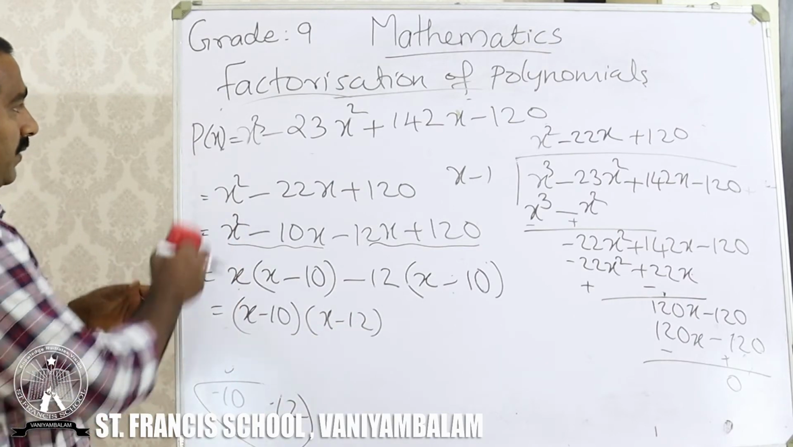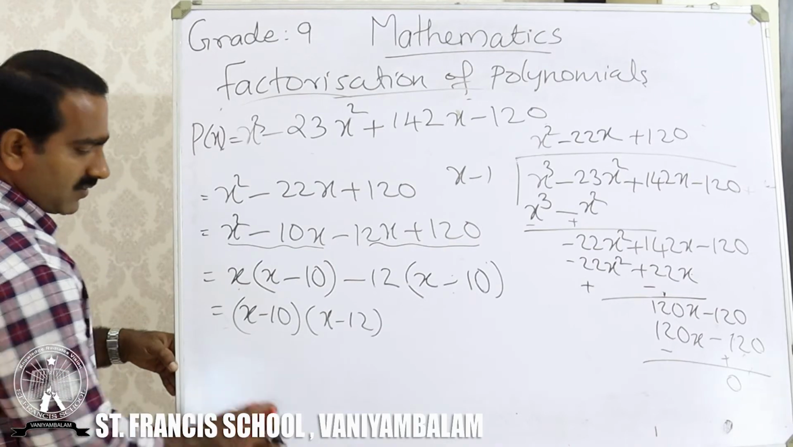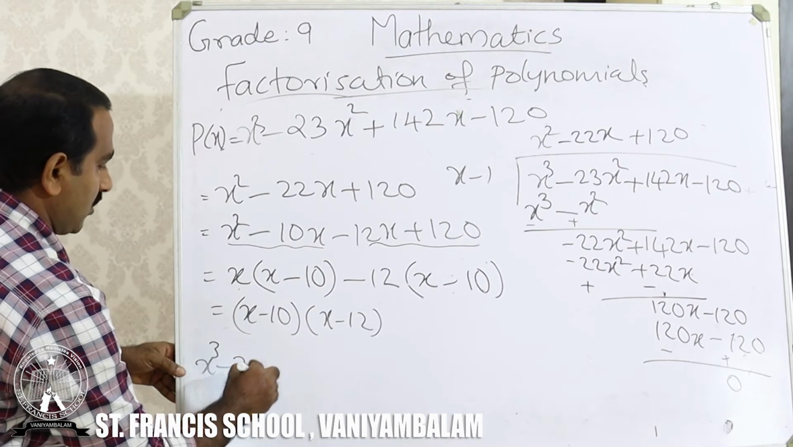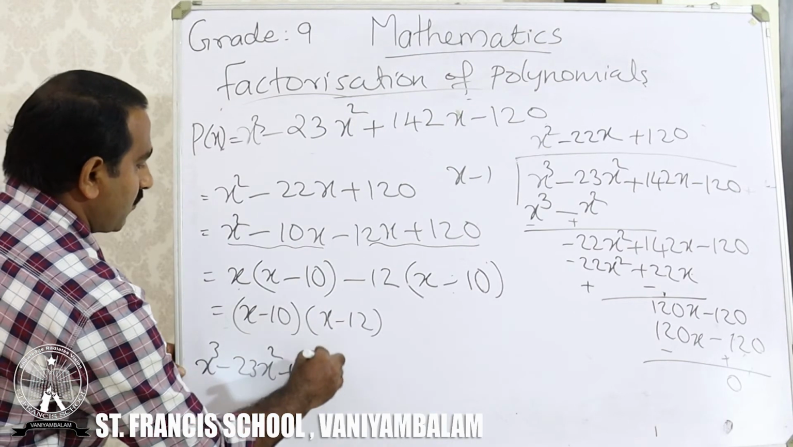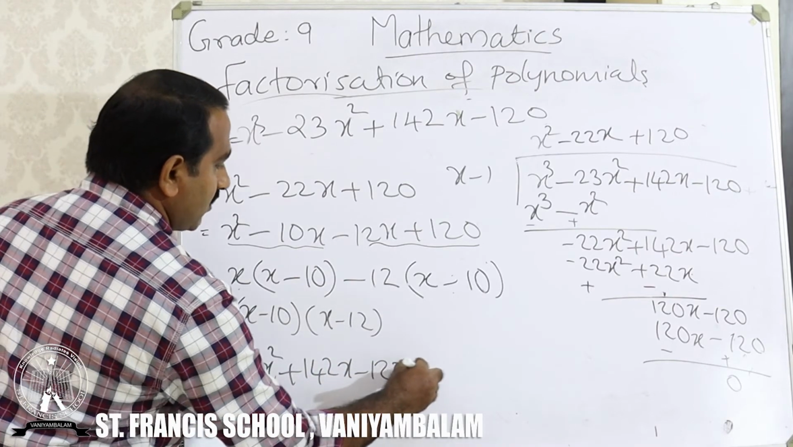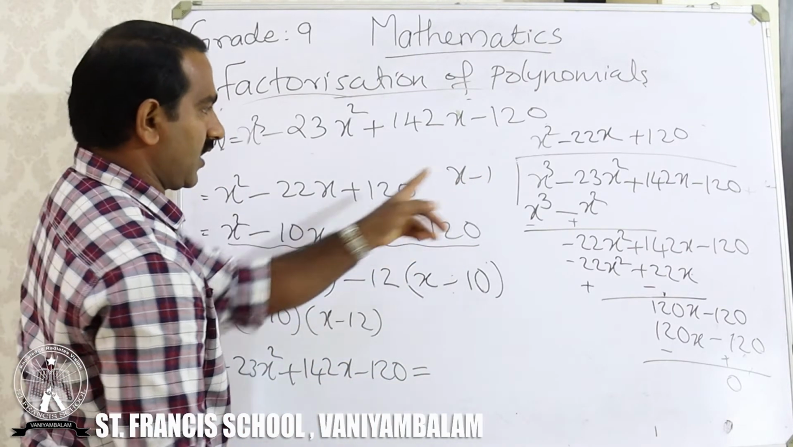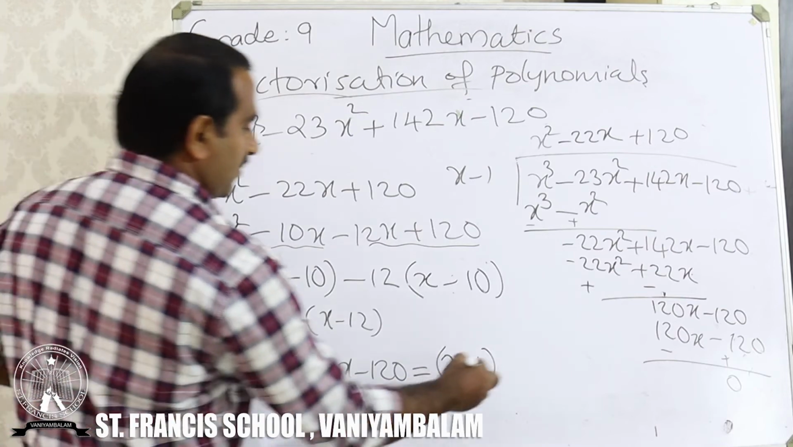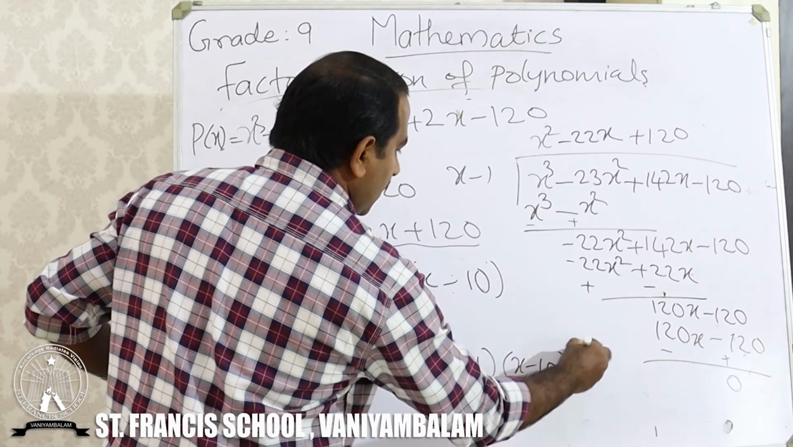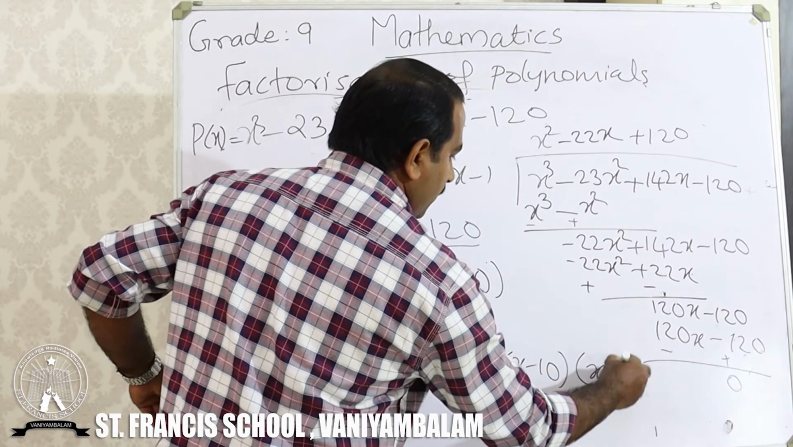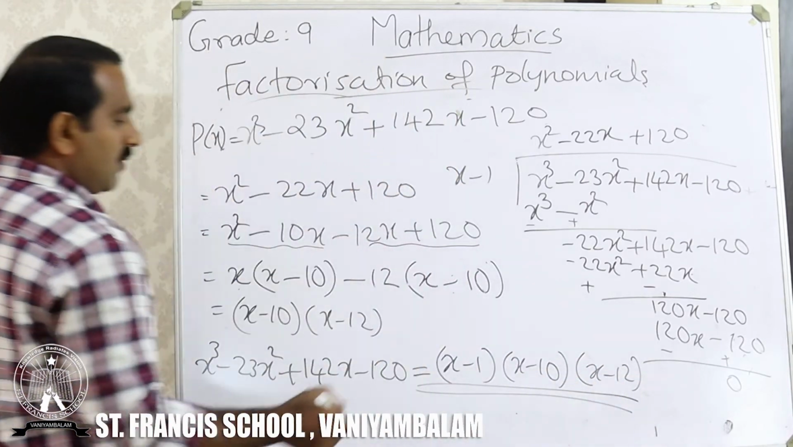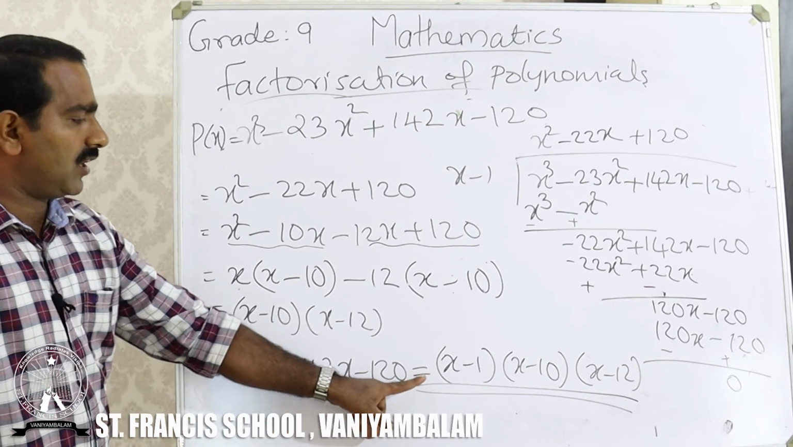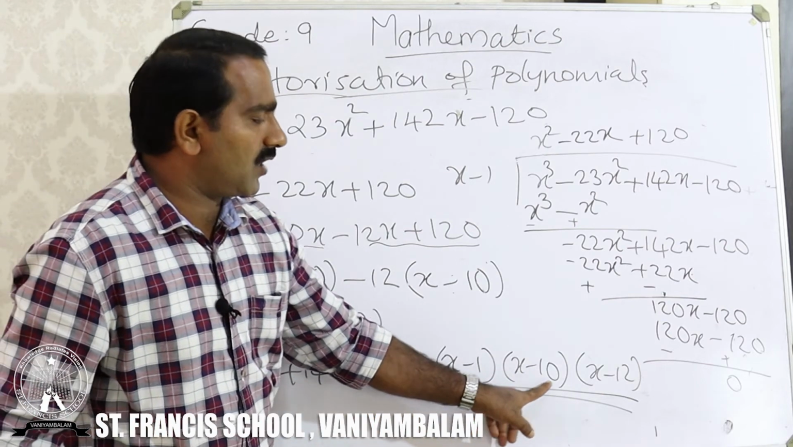So we can write the given polynomial p of x, that is x cube minus 23x square plus 142x minus 120, as follows. Firstly we got x minus 1 as a factor, x minus 10 is a factor, and x minus 12 is another factor. So we got the factors of p of x: x cube minus 23x square plus 142x minus 120 equals x minus 1 into x minus 10 into x minus 12.